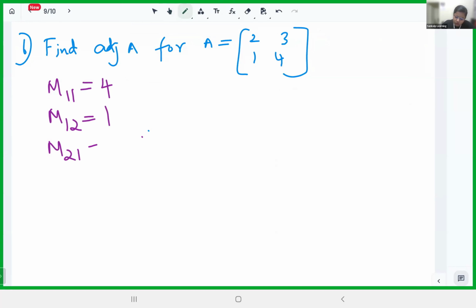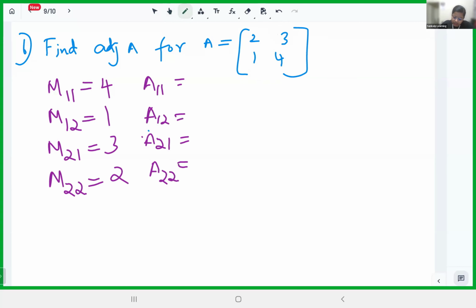And M21 means you have to remove the second row and the column containing 1, the element. So what is remaining? It is 3. And M22: remove the row and column containing 4. So what is remaining? It is 2. So this is how you write the minors. And what about cofactors? Cofactors are nothing but signed minors, right? And how will you put the sign here?